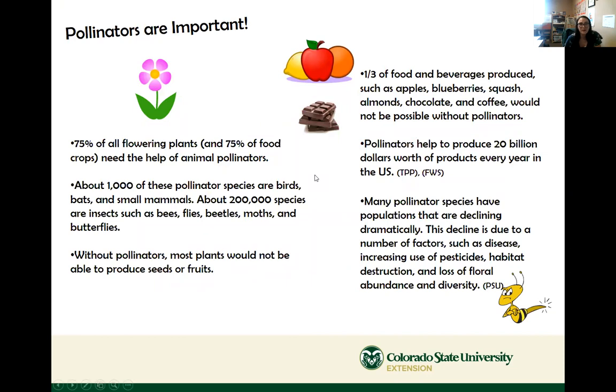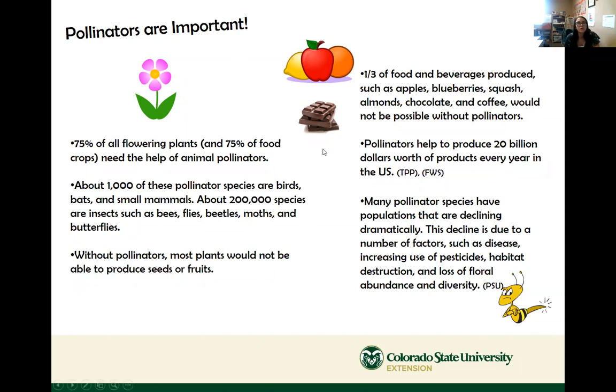I would guess that you're all on this call because you are interested in pollinators and you care about them. But let's talk a little bit about why they're so important. They are extremely important. 75% of all flowering plants in the world need the help of an animal pollinator. They cannot survive and reproduce without some type of animal. And that does include 75% of food crops. So for us to continue to eat, we need them. Now, about 1,000 of these pollinator species are birds, bats, and small mammals, but 200,000 are insects. So bees, flies, beetles, moths, butterflies. So definitely insects are doing the majority of the pollinating, but there are some other kinds of species that do pollinate certain kinds of flowers. Like I said, without pollinators, most plants in the world would not be able to produce seeds or fruit, which would be catastrophic to the food chain and everything in the way our ecosystems work.